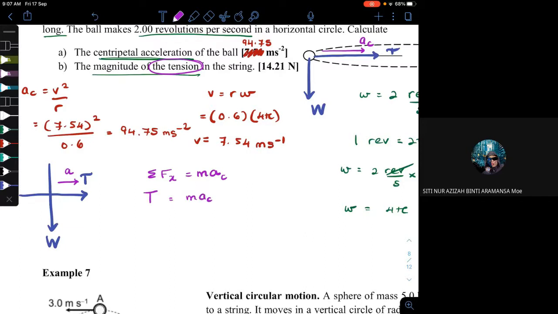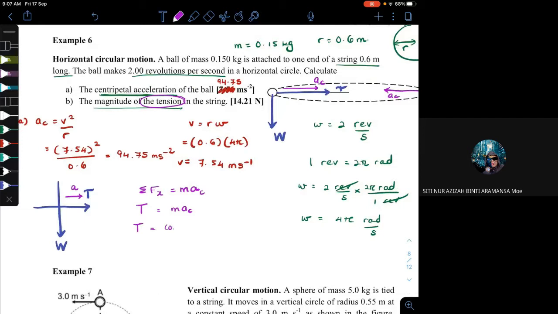Okay. So tension sama dengan our mass is what? 0.15 and then our AC tadi kita dah dapat kan? 94.75. Okay, so kamu pun darab lah kan? 0.15 darab 94.75. So dapat 14.21 Newton. Okay. So itu one of contoh untuk jawab circular motion lah. Okay. So okay kan? Kalau dah habis salin, again tell me.